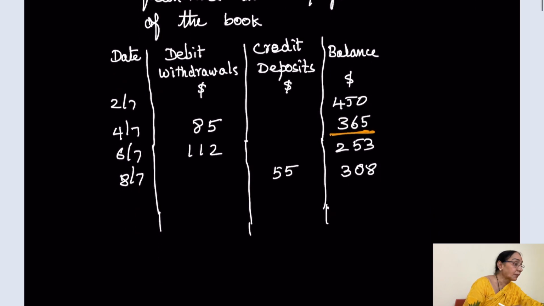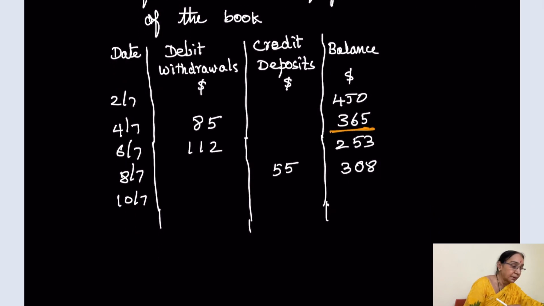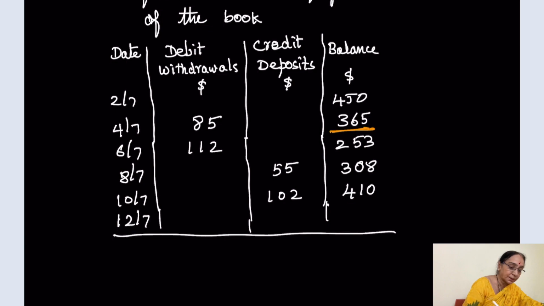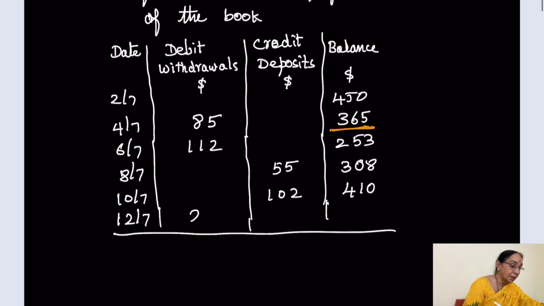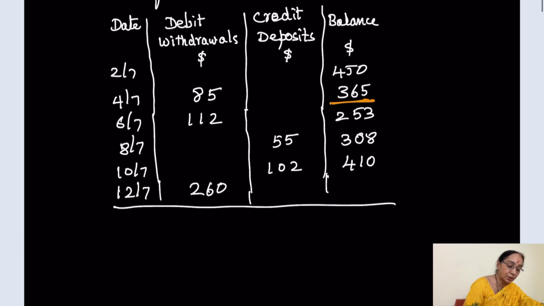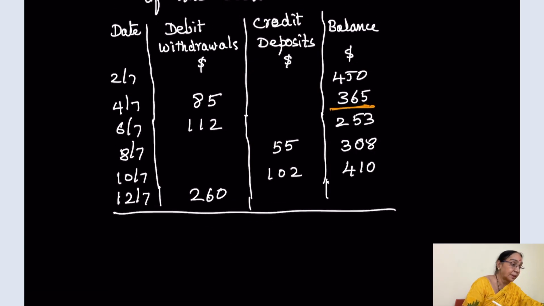Next. On the 10th, two more entries we will see. On the 10th, another 102 has been credited in your account, and now your balance is $410. 308 plus 102. It's very simple to understand, isn't it? And then on the 12th will be your last entry on this page, and 260 has been withdrawn. So 410 minus 260, the final entry now is $150. So on the 12th of July, the balance in your account is 150.